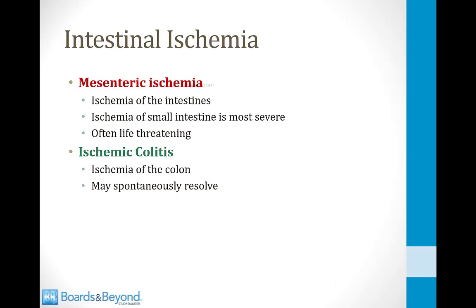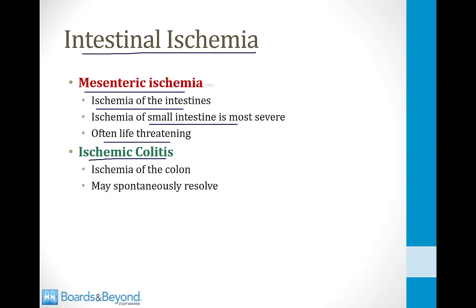Now that we've finished talking about the blood supply to the colon, I want to finish this module by talking about intestinal ischemia, and the first thing I want to do is define a couple of terms. The first term is mesenteric ischemia, which means ischemia of the intestines. And the most severe form of mesenteric ischemia is that which involves the small bowel. This is a life-threatening condition and carries a very high mortality rate.